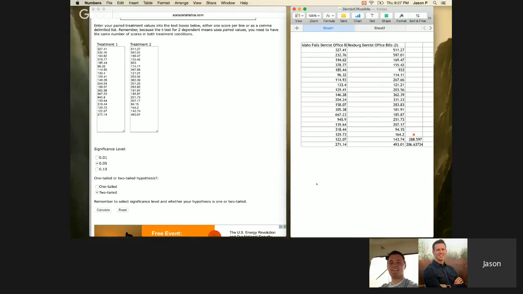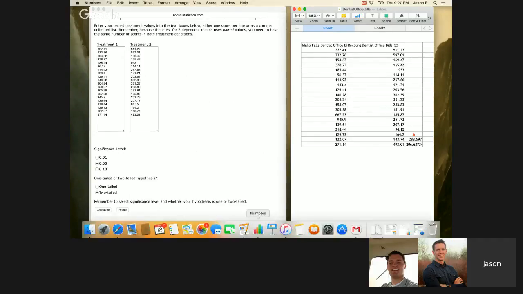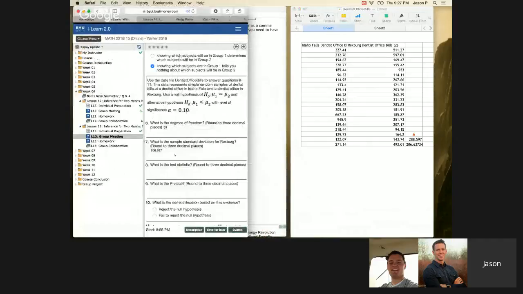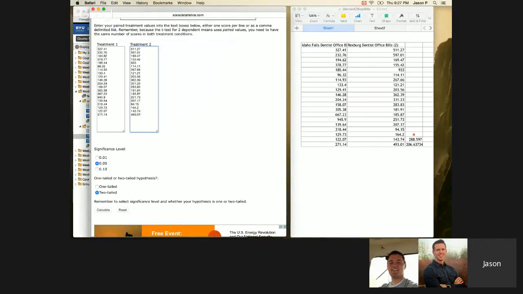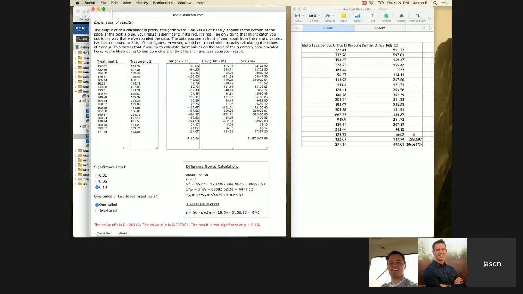They're either going to be equal, right? We're checking to see if they're equal. I think one's greater than. Yeah, it says mu1 is less than mu2, so it's going to be one-tailed. And your level of significance is 10%, not 5. So change it to 10 and then one-tailed. Calculate.